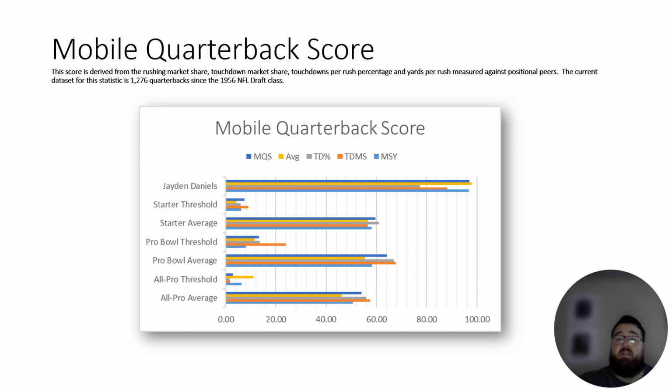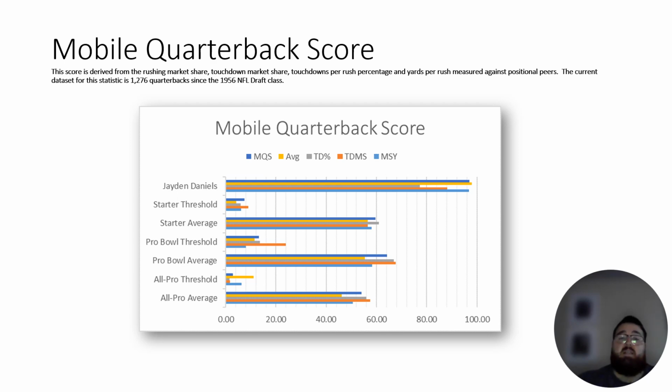And the one thing I can tell you about Jayden Daniels is he has the highest mobile quarterback score in this particular draft class. Now, for the terms, you can look at the description of the video if you want to get the terms and all those other sort of things for this. But Jayden Daniels, all you really need to know is he scored 90 plus percentile. For starters, Pro Bowlers, and All Pro players, you just want them to be above average in a lot of these different metrics, or at least average in terms of that.